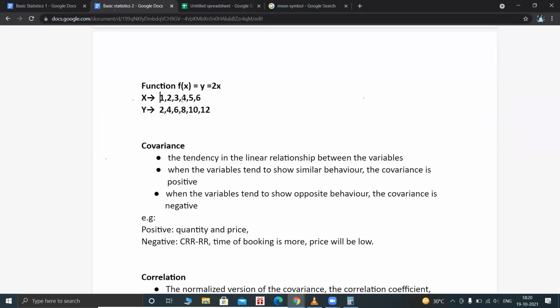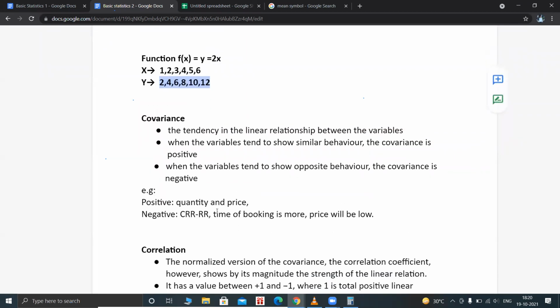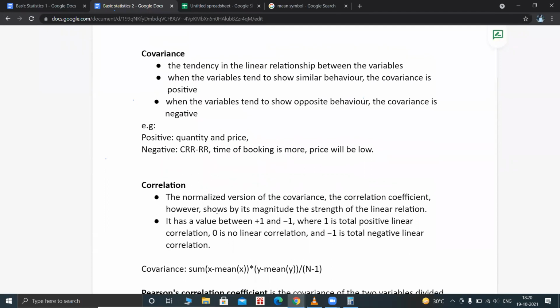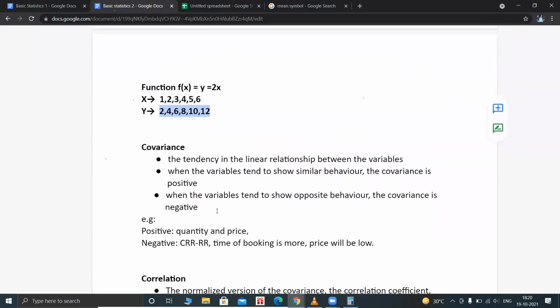So if I keep on increasing my x value, the y also gets increased, right? With the increase in x values, the y value is increasing. That is what is exactly called positively correlated. I don't know how many of you remember that part: positively correlated, negatively correlated, like that, right?